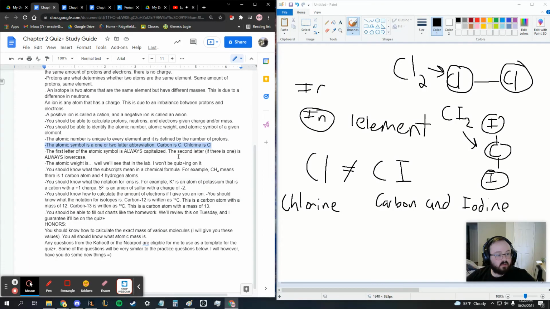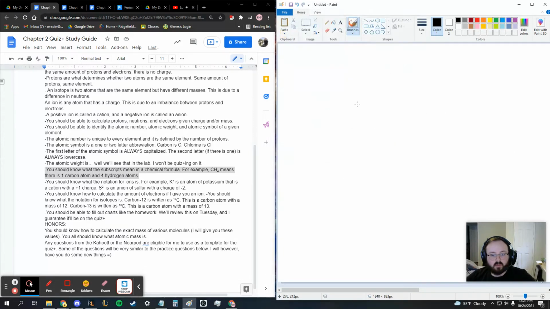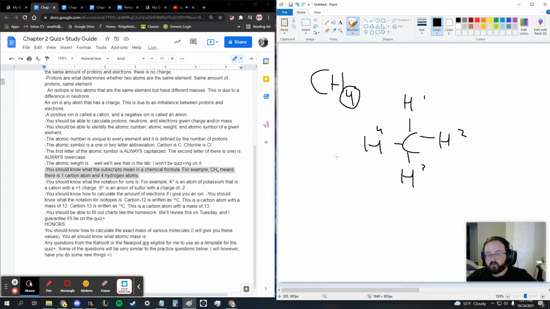Let's go back to our notes here. The subscripts. This is basically what I just went over. So, if you have, for example, CH4, this means there is 1 carbon atom, and we can count 4 hydrogen atoms, like this. So, 1, 2, 3, 4. Okay? Make sure that this number goes down here. It's not like this. It goes at the bottom here.